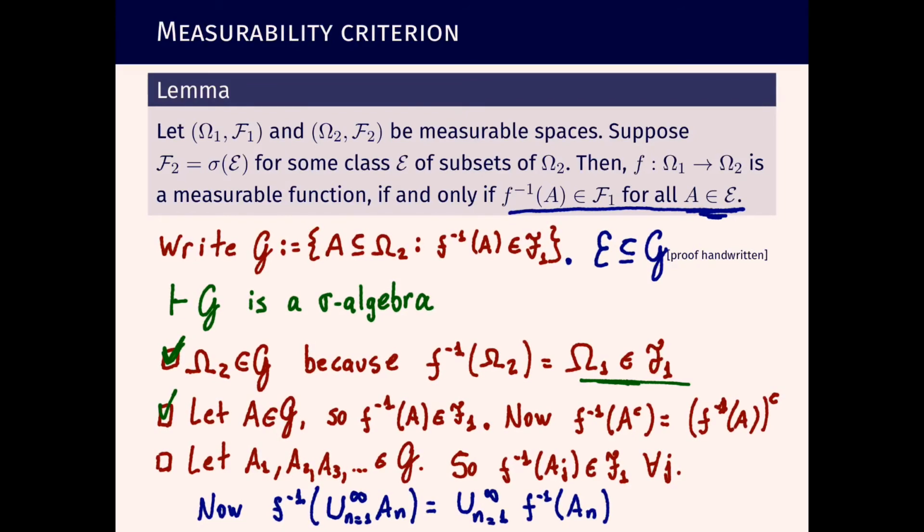Now this union is a union of subsets of omega 1. Each of these subsets is a member of F1. And since F1 is a sigma algebra, it's closed under countable unions. So this countable union also is a member of F1. And from there we can conclude that the union from n equals 1 to infinity of An is a member of G. And this concludes the proof of this very important key lemma.